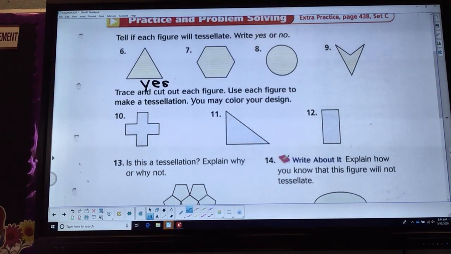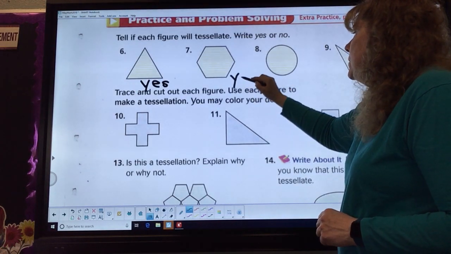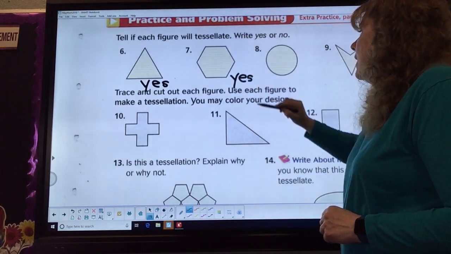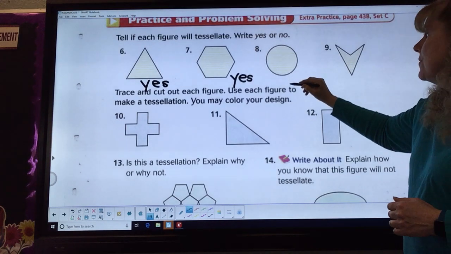How about number 7? That's a hexagon. That was like the example that they gave us on the previous page. I can start stacking those together. And my answer would be yes, because I can put those and fit those together with no overlap and no space. Oh, and here's number 8, the dreaded circle. It's got curved edges. If you take a look at the previous page, you're going to see that circles do not tessellate. So our answer is no.